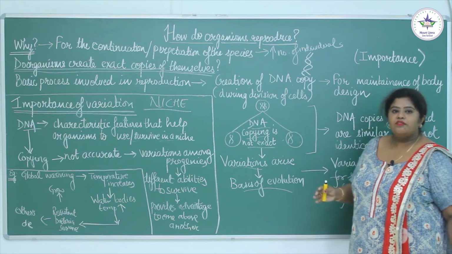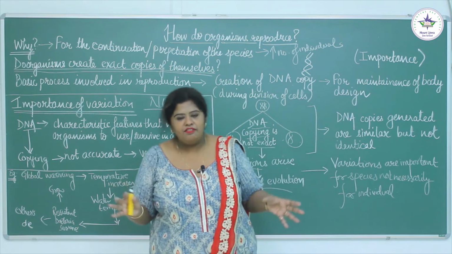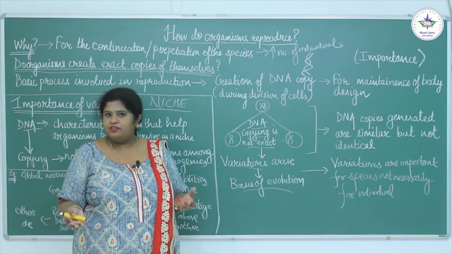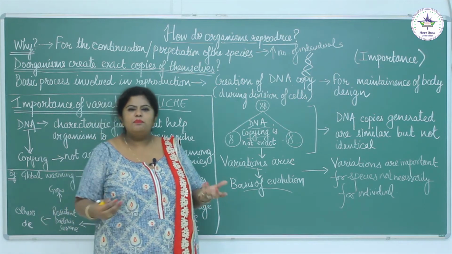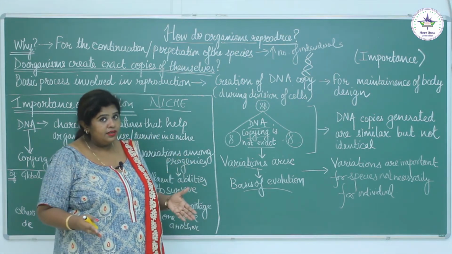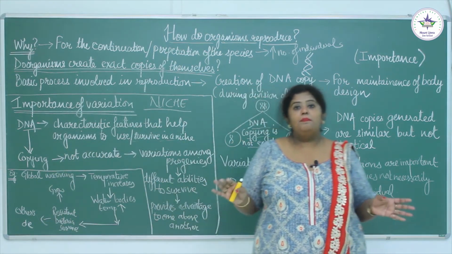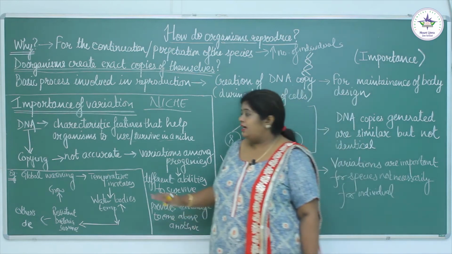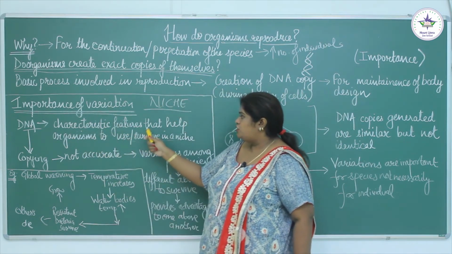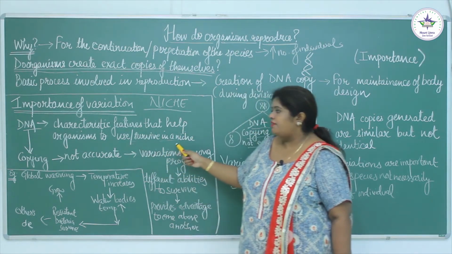The same way, when there is food at one place and 8 to 10 puppies fight for that particular food, 2 or 4 will be able to grab it and the rest who are not competent enough would not have that food. So those who got the food would have the energy and survive, and the rest will perish. So do understand that DNA gives the characteristic features that help organisms to use or survive in a niche.